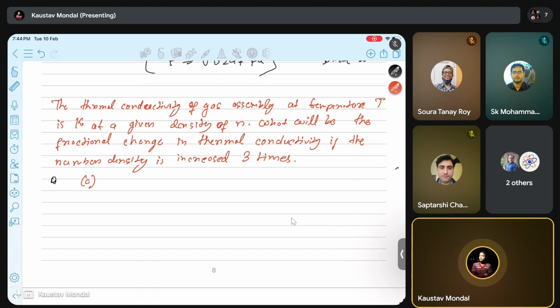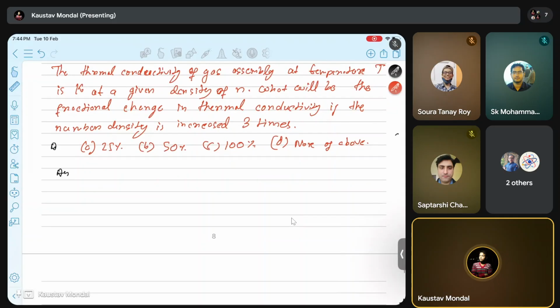So the options are: option A is 25%, option B is 50%, option C is 100%, and option D is none of the above.